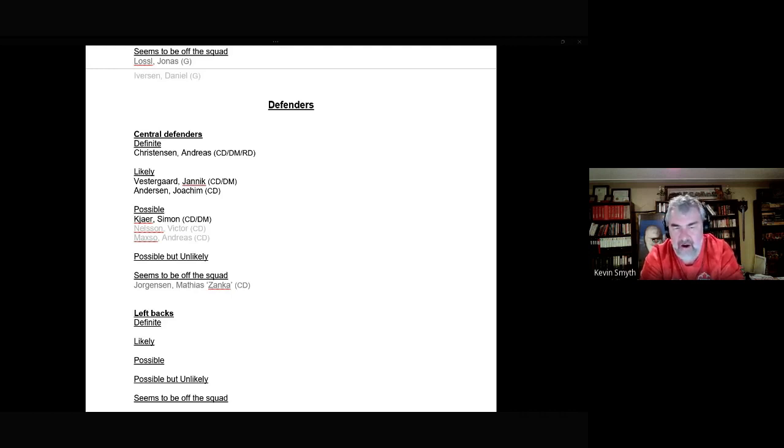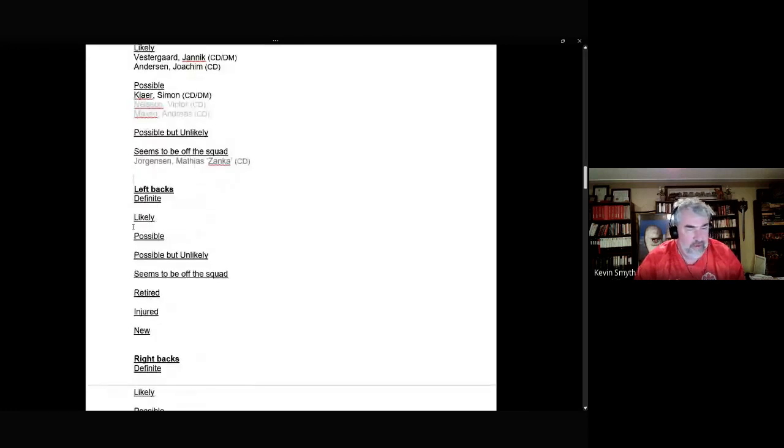And Simon Kjær a bit up in the air right now, but I guess he will probably return before the World Cup. And if he does, I think it would be Yannick Vestergaard that would lose his starting position in favor of Kjær. So I consider the three main defenders there: Christensen, Joachim Andersen, and Simon Kjær. That was a bit complicated. The other positions are a bit simpler than that.